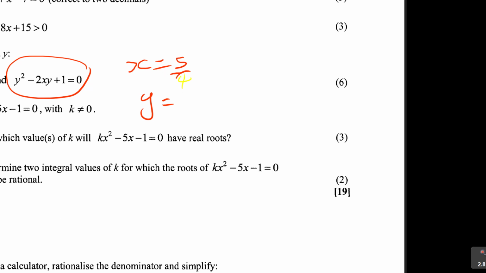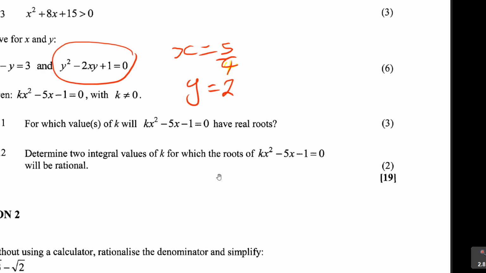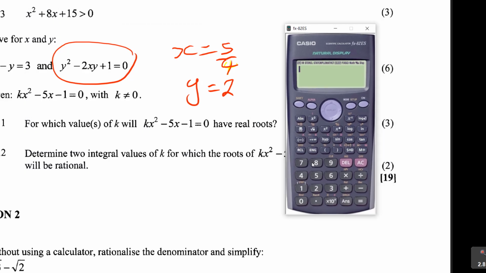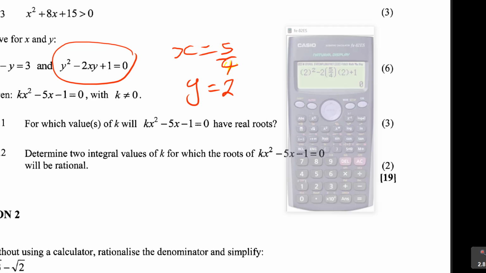Why do you test? So that you are more confident about your answer. Don't just move on and leave it like that, because you are just going to leave errors as they are. I know you're going to say time is a factor. Yes, but it's better to be correct than to lose the 6 marks and you're just rushing while it was maybe a small error. There it is. Let's do it. 2 squared minus 2 times x is, we said what, 5 over 4. Are you seeing that? And then times y is times 2, and then plus 1. It must give us a 0. Now it's fine. Then you know that is correct.